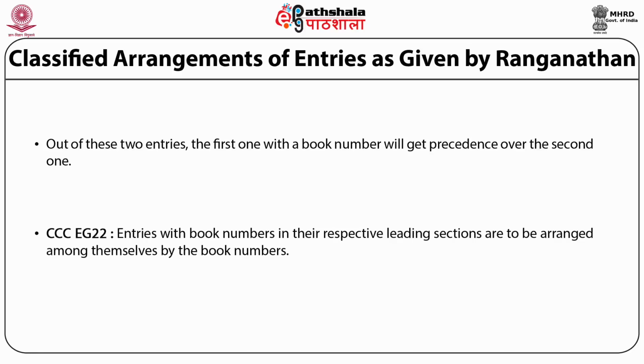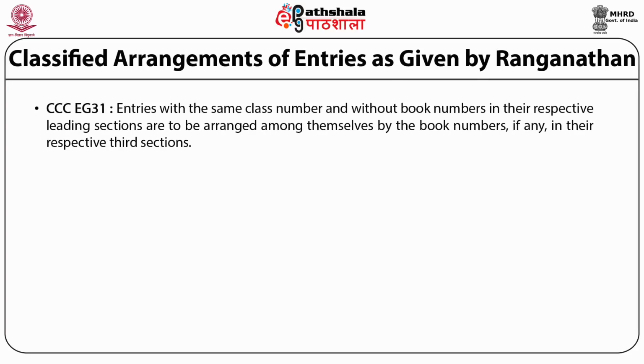CCC rule number EG22. Entries with book numbers in their respective leading section are to be arranged among themselves by the book numbers. CCC rule number EG31. Entries with the same class number and without book numbers in their respective leading sections are to be arranged among themselves by the book numbers, if any, in their respective third section.